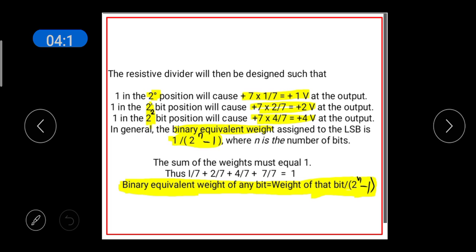In general, the binary equivalent weight assigned to the least significant bit is 1 by 2 power n minus 1, where n is the number of bits. The sum of the weights must equal 1. So, 1 by 7 plus 2 by 7 plus 4 by 7 is equal to 1. The binary equivalent weight of any bit in general can be written as the weight of that bit divided by 2 power n minus 1.